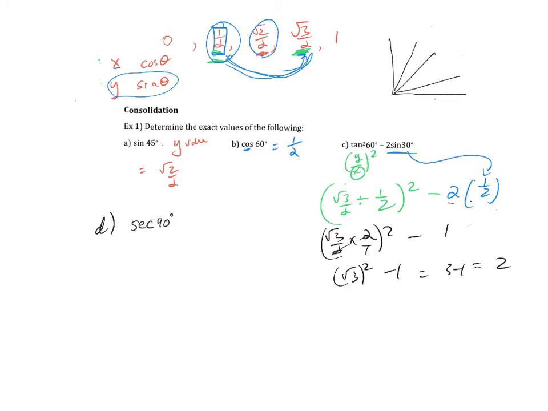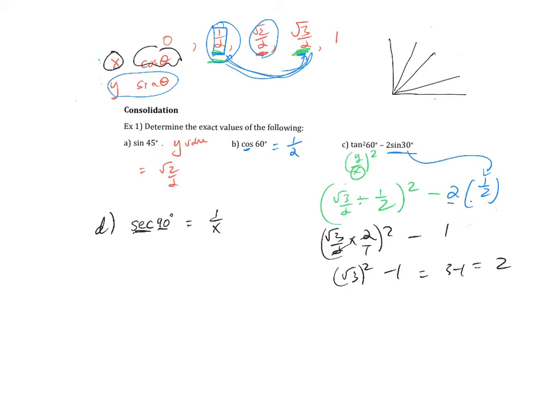So let's do a reciprocal identity with the 90 degrees. So first things first, what's secant? Well, secant is the reciprocal of cosine. In other words, secant is the same thing as the reciprocal of x, which is 1 over x.